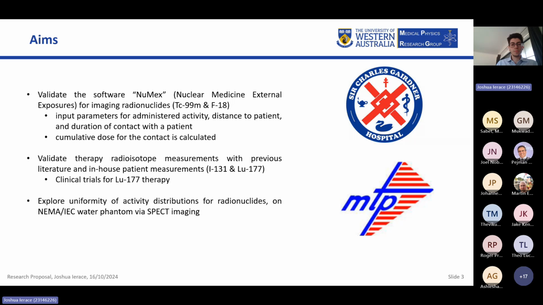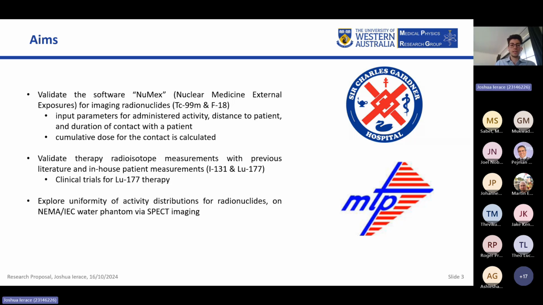The software has input parameters for the administered activity of the radioisotope, the distance to the patient, and the duration of a contact with a nuclear medicine patient. The cumulative dose is then calculated for this contact. Currently, NUMEX only supports radioisotopes that are used for diagnostic imaging. These include technetium-99m and fluorine-18.